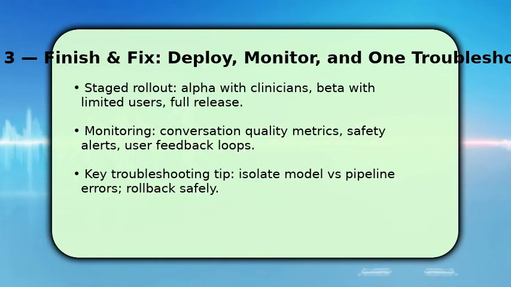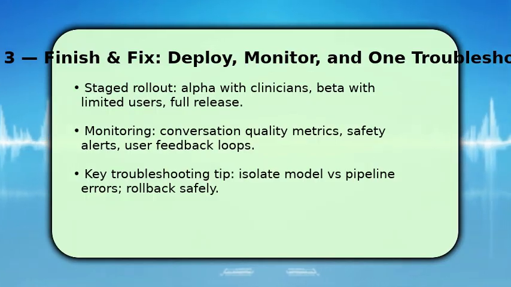If things go wrong, isolate whether the issue is the model versus the pipeline, roll back the model if hallucinations spike, or fix preprocessing if intents misfire. Finally, keep clinicians in the loop and schedule continuous audits to maintain safety and trust.